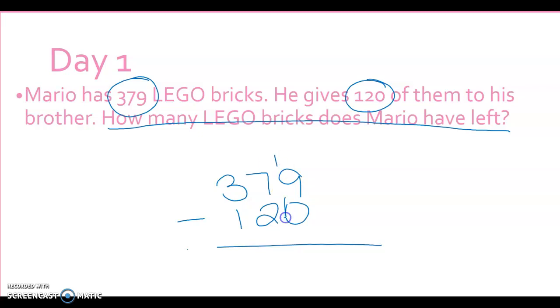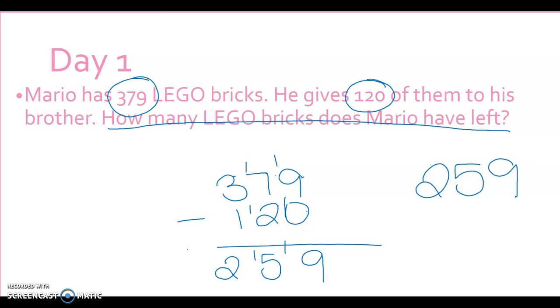I'm going to do my ones and tens chart. In my ones, I have 9 minus 0 for 9. Then in my tens column, I have 7 minus 2 for 5. And then my hundreds, I have 3 minus 1 for 2. So after giving 120 bricks to his brother, Mario still has 259 Lego bricks.